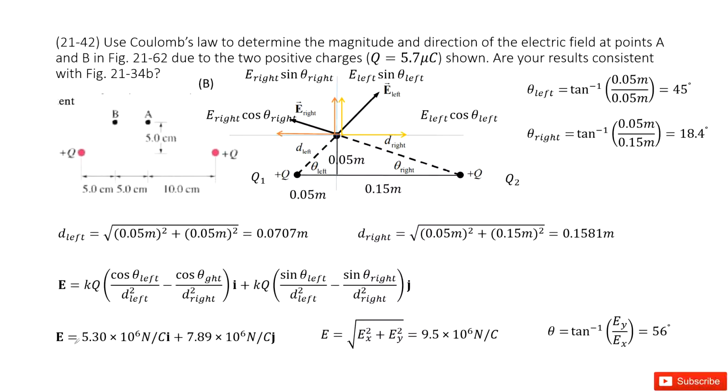And you can see now the electric field at position B is in vector format. We can get the magnitude and the angle theta in this way, using these two equations.